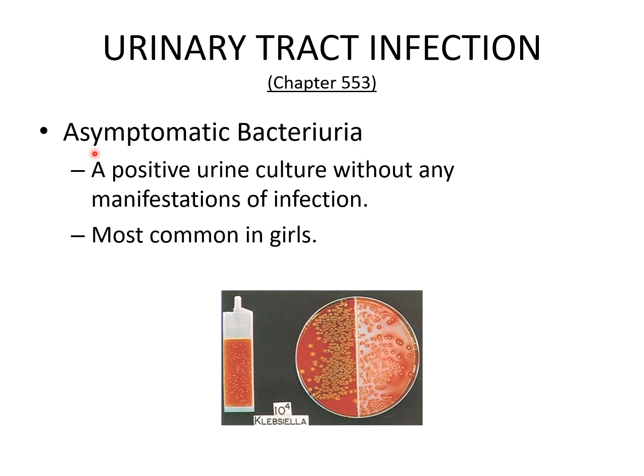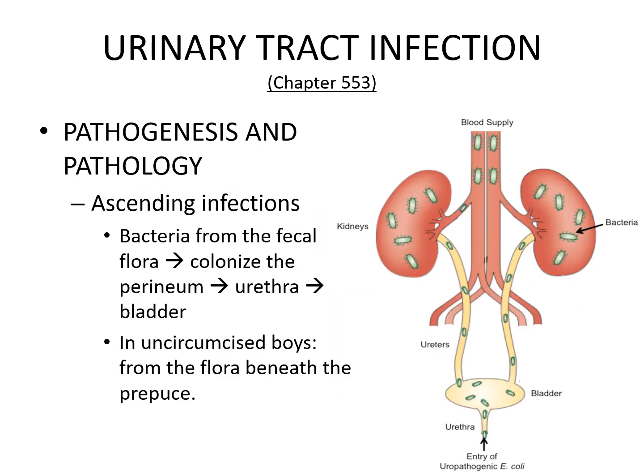The last form of urinary tract infection is asymptomatic bacteriuria. As the word itself says, it is asymptomatic. There are no symptoms, but when you do a urine culture, it would be positive. Usually, this is more common in girls.